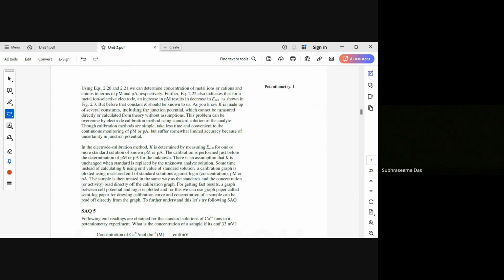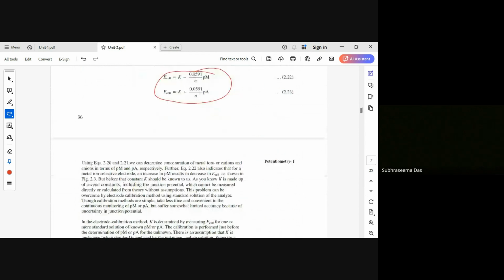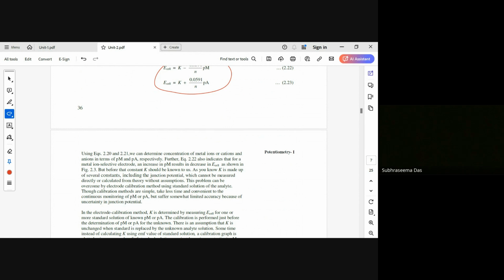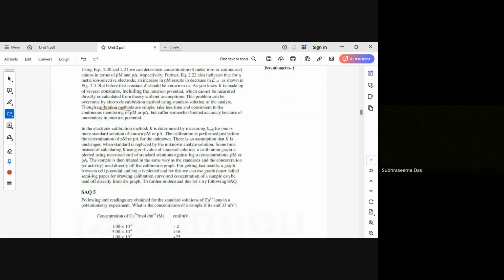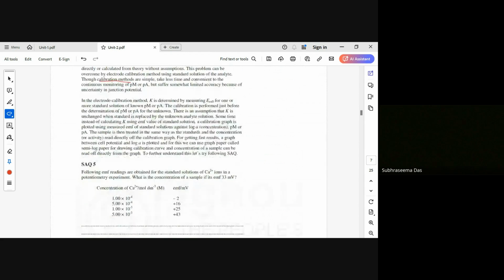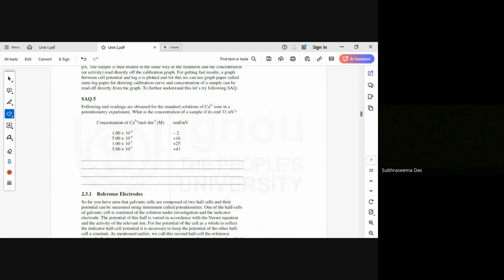Now, for the determination of this, an important factor that needs to be remembered is the construction of a calibration curve. The calibration curve always gives us an idea about the pM and pA. So prior to analyzing an unknown sample, we have to first calibrate, that is, construct the potentiometric calibration curve, and then from the graph, by direct potentiometry, we can find out the value of the E cell. Okay, so here an example is given.